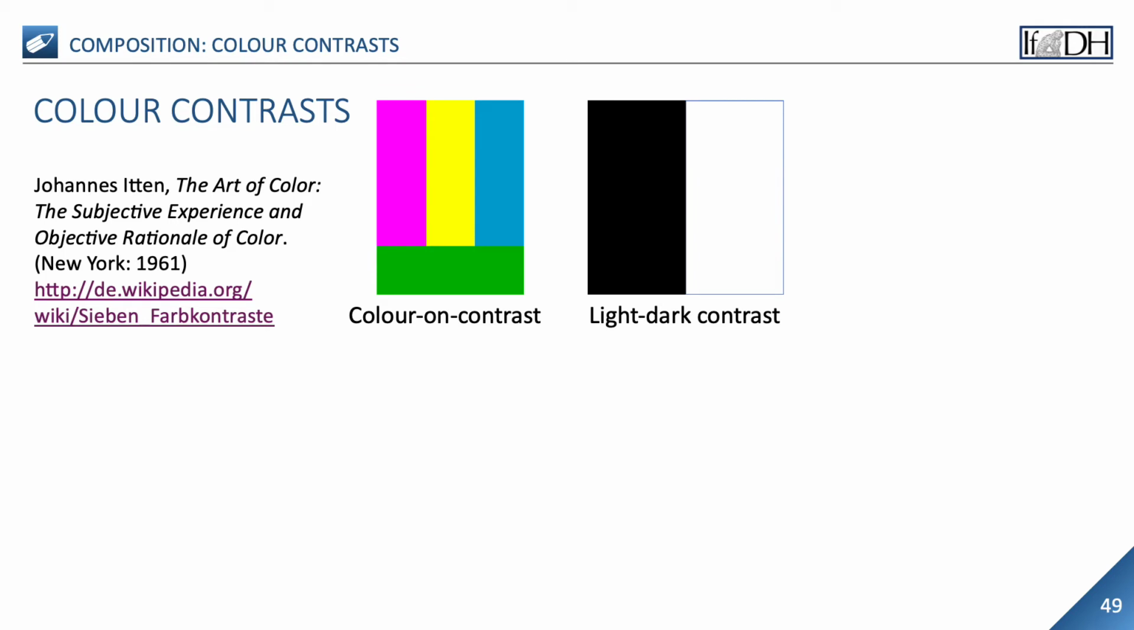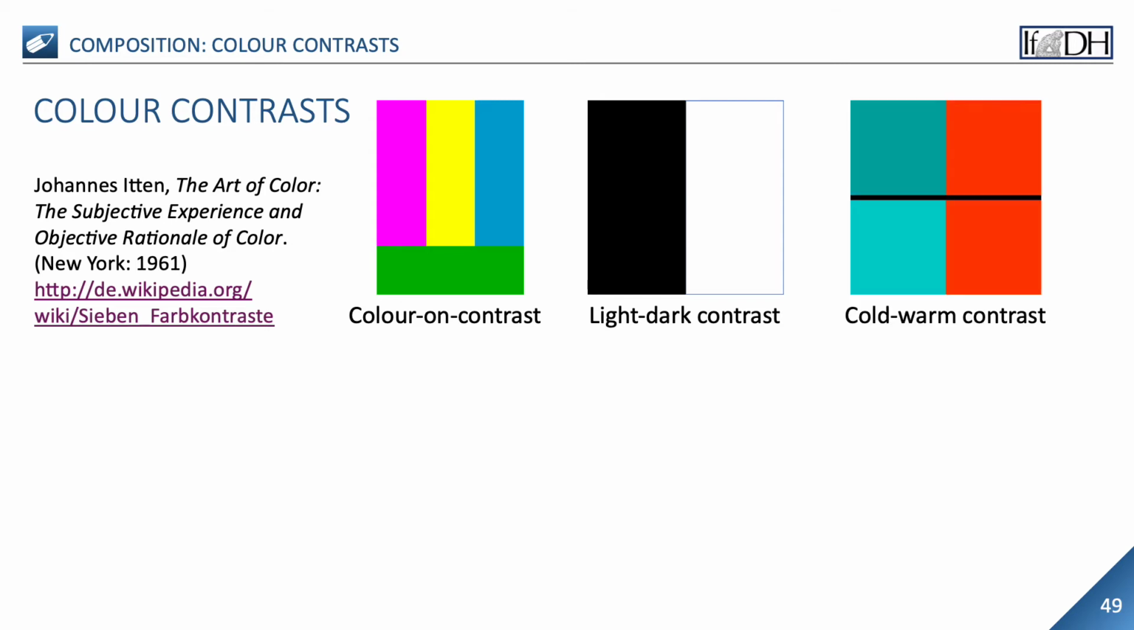Light and dark colors next to each other create a light-dark contrast. Particularly strong, of course, are black and white. From our life experience, yellow, orange and red are the colors of fire and warm, while green and blue appear cold. That is why the contrast between blue-green and red-orange is called the cold-warm contrast.